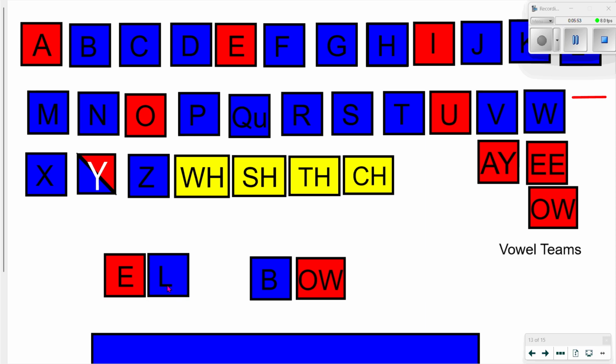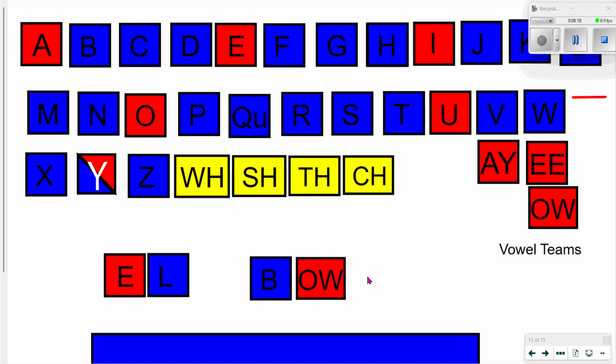Open or closed syllable? Closed. So it's going to say L, and then a vowel team syllable, O, bow. So this word is good. So remember, the most common way to spell O at the end of any word is OW.